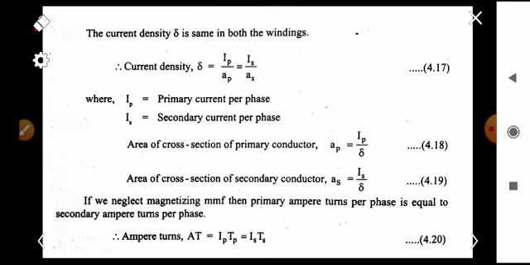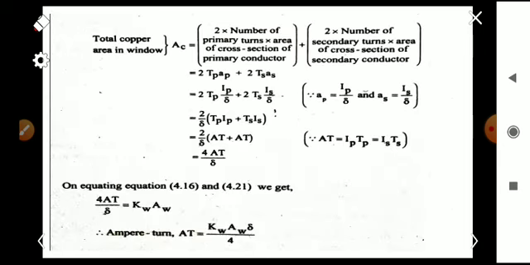Also we know that for a transformer, if we neglect the magnetizing MMF, the primary and secondary MMF will be the same. That is, primary and secondary ampere turns will be the same. So Ip into Tp is equal to Is into Ts. We can denote this as capital AT. Both are the same. So we can replace each of the primary and secondary MMF with the term AT. And here is the equation for the total copper area in window, Ac.